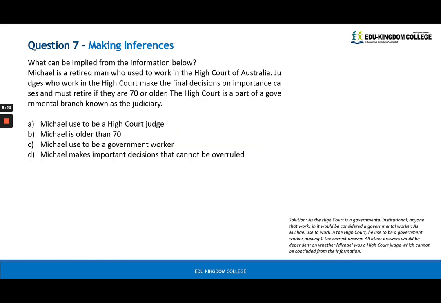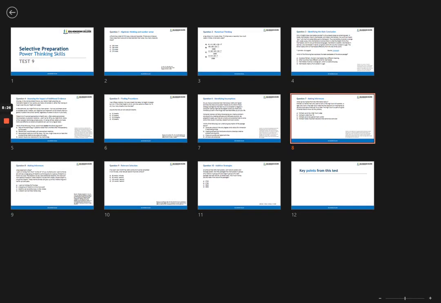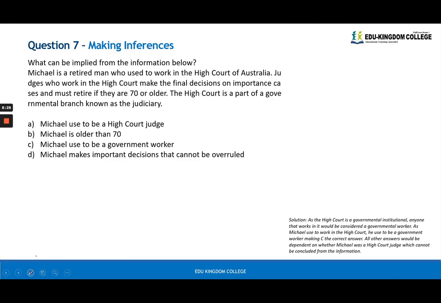7, what can be implied. So Michael is a retired man, and he is going to court. Judges who work in the High Court make the final decisions on important cases and must retire if they are 70 or older. Michael is a retired man who used to work in the High Court. Okay, the High Court is a part of a governmental branch known as the judiciary. So which one can we imply?